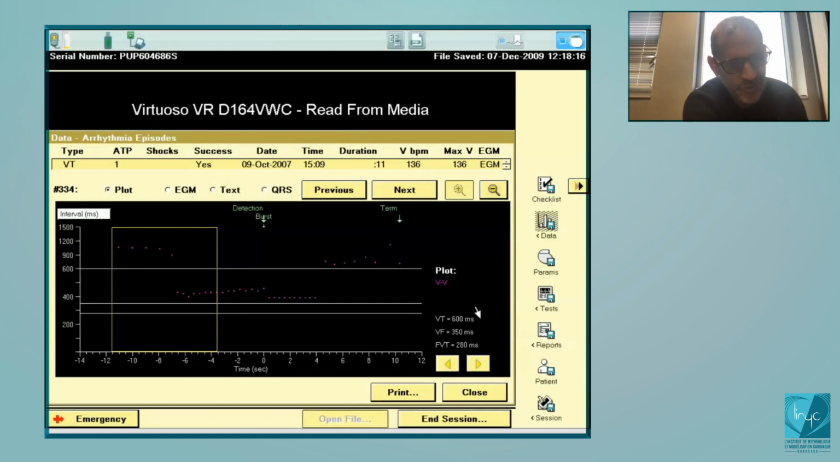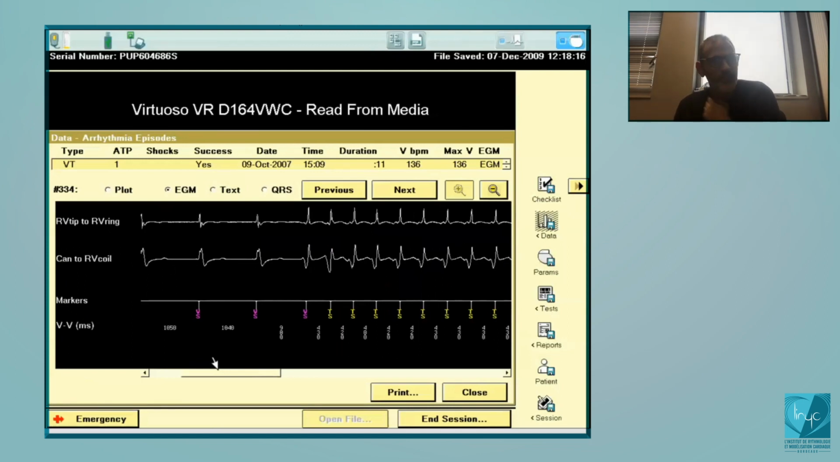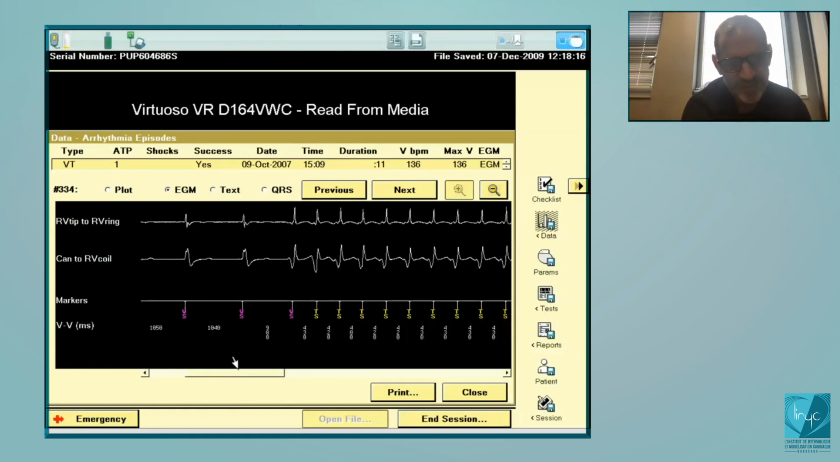So you see on the plots initially a normal rhythm, and then a sudden acceleration with a rhythm pretty low, and then an ATP is delivered, a burst, and then a reduction probably of the rate. If you click on the EGM, you see here you have access to all the tracing before the arrhythmia and during the arrhythmia. That's not the case in many Medtronic ICDs, and that can be a difficulty when you want to analyze the morphology, for example, before the tachycardia and during the tachycardia.